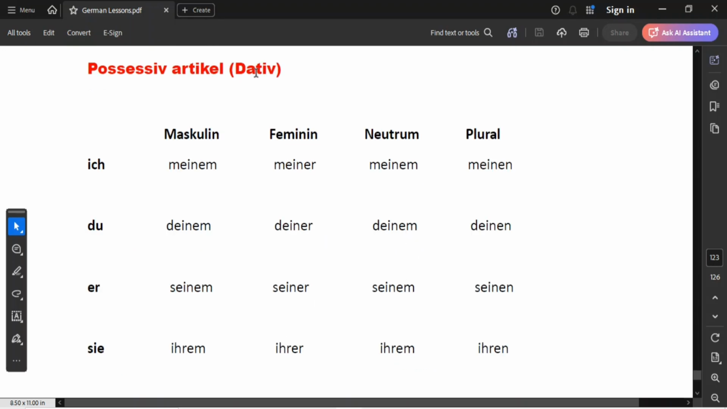Possessive article in dative, so still we have masculine, feminine, neutrum and plural. We have ich. In masculine we have meinem, then in feminine meiner, in neutrum we have meinem, and in plural we have meinen. Du, we have deinem, deiner, deinem, deinen. Then er we have seinem, seiner, seinem, seinen. Sie, we have ihrem, ihrer, ihrem, ihren.